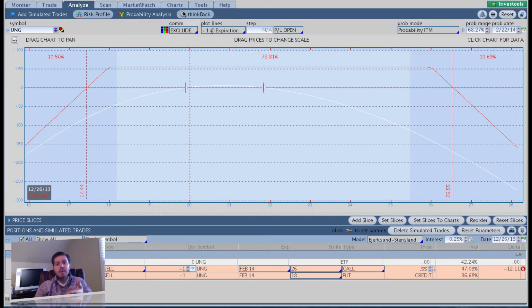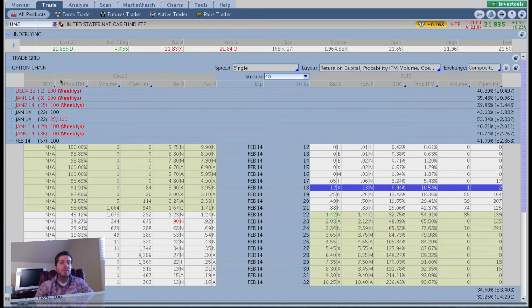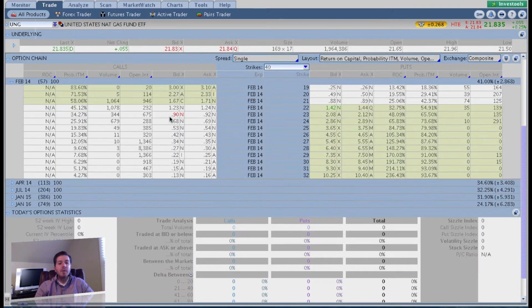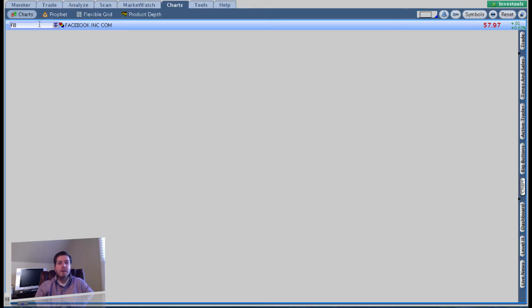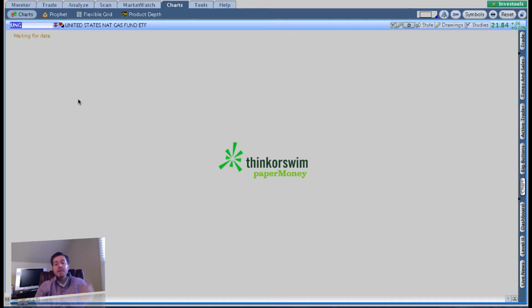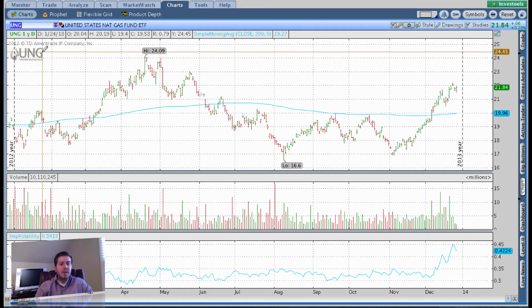Also, there are a few things you're limited on. You aren't capable of doing them in the paper money account. One of which is, if we're in UNG here and we go down to today's option statistics, it doesn't show the IV statistics. So you need to be in a live account to get the current IV percentile. If you don't have the custom script that I have for UNG here, or for any stock that I pull up, it's not even going to show up here. So you're just kind of SOL if you don't have the live trading account. You can't see IV percentile.